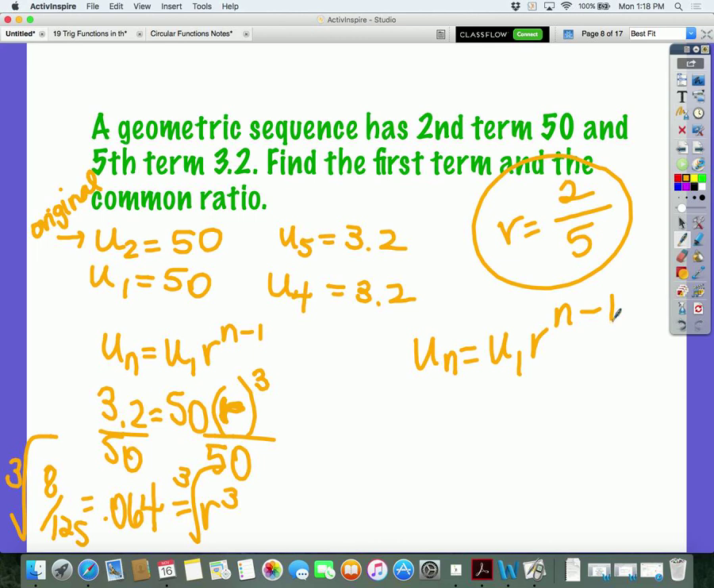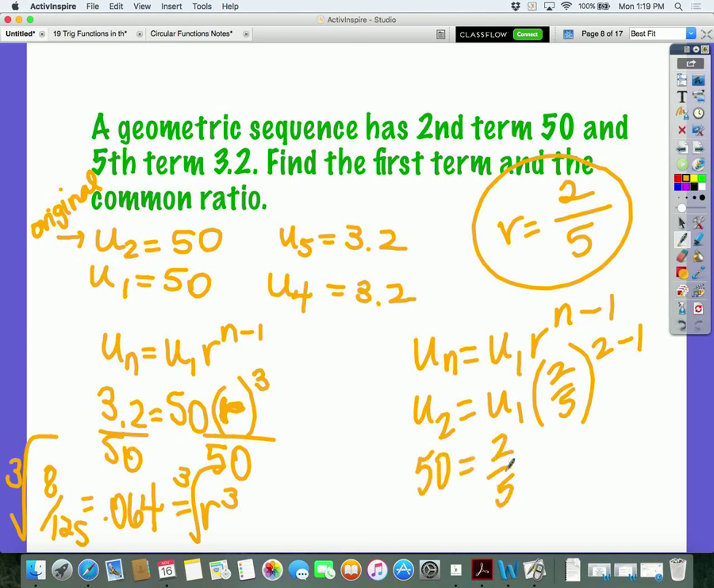To find our first term, it's the last thing that we do today. You go back, you use one of the original terms, such as the second term. You're looking for your first. You know your ratio is 2/5. N is 2. So you have 50 equals 2/5 U1. And when you multiply and divide, that equals your first term.